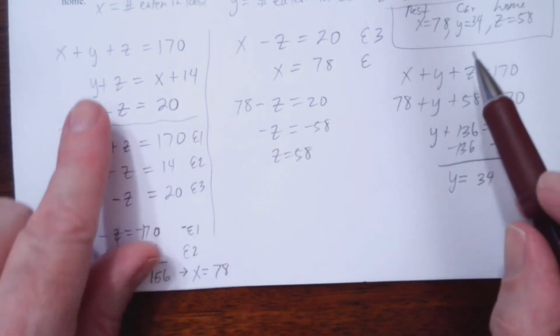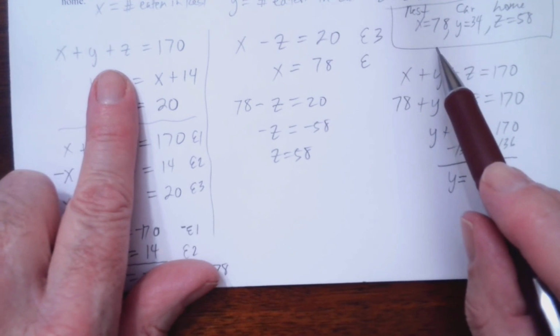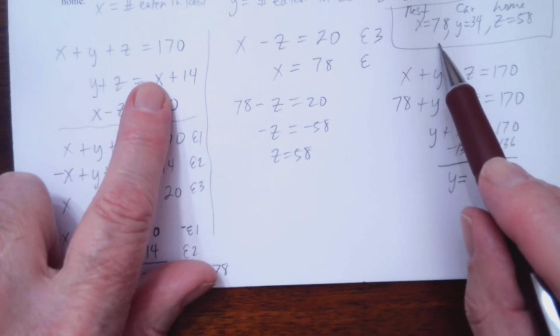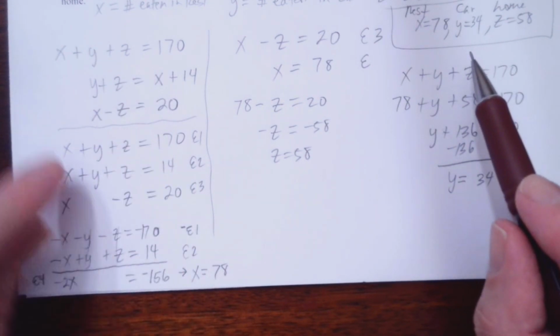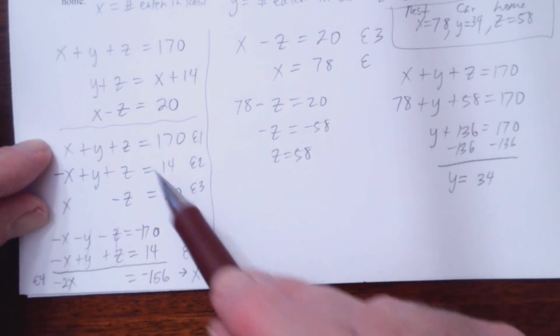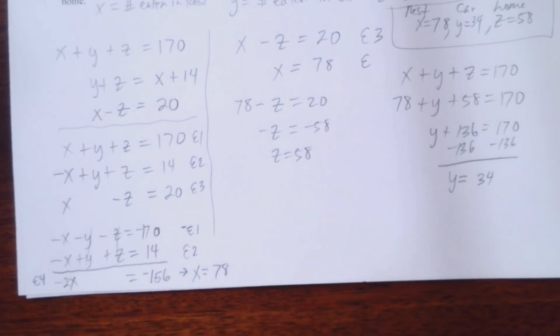Again, if you go back and check these in your equations, you can verify that your answer is correct. They should add up to 170, and you can use these or the ones that we did here when we rearranged them, but you can verify that they do work.